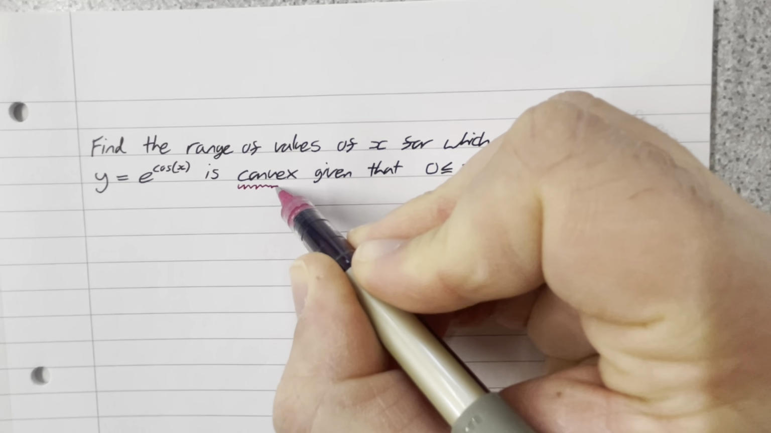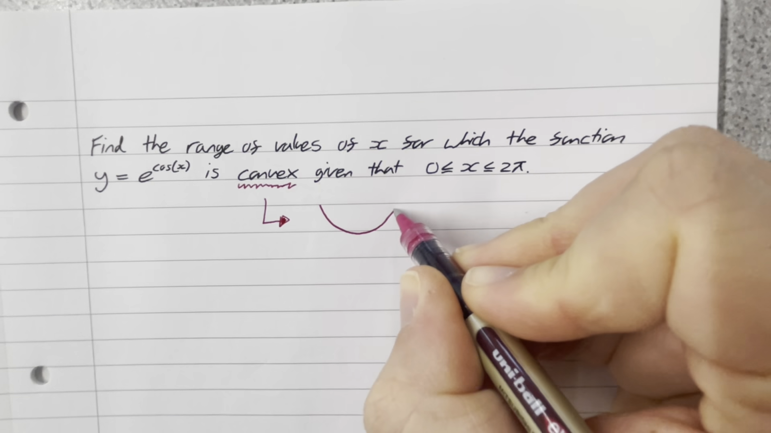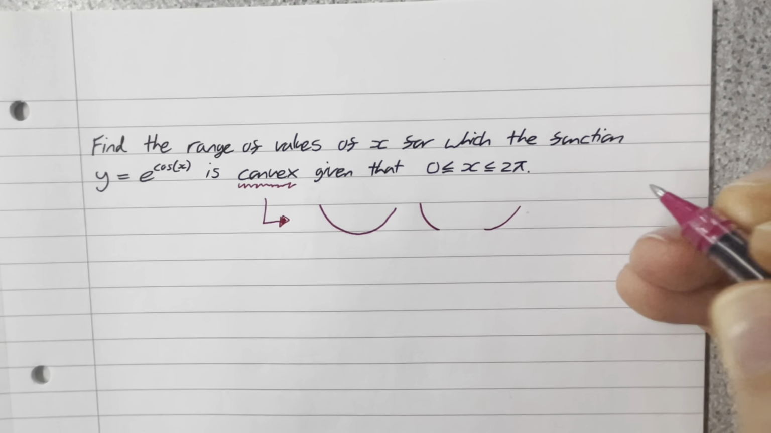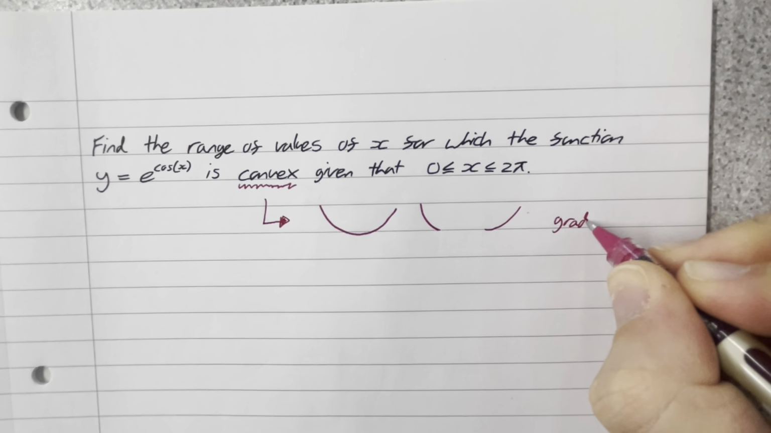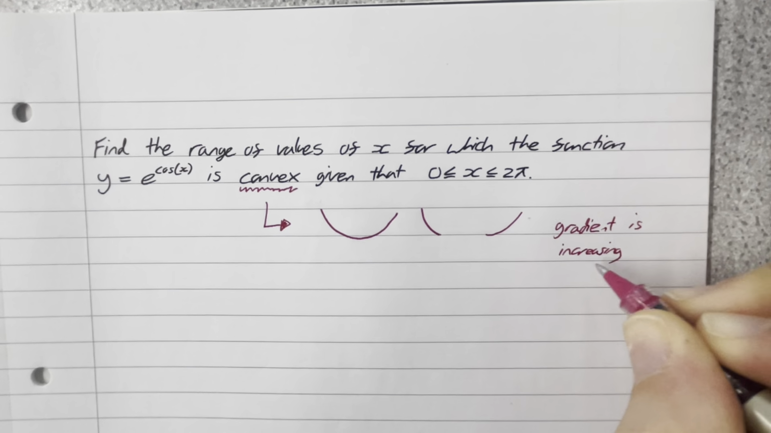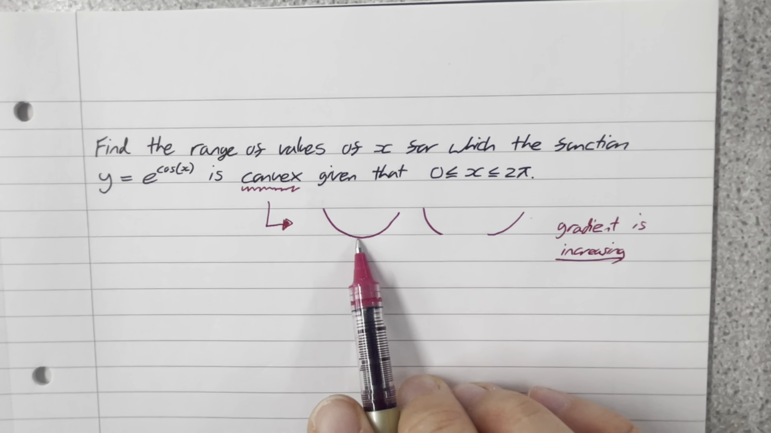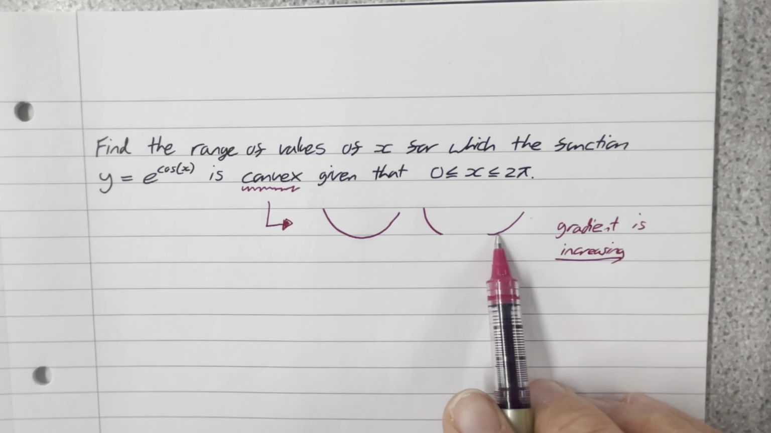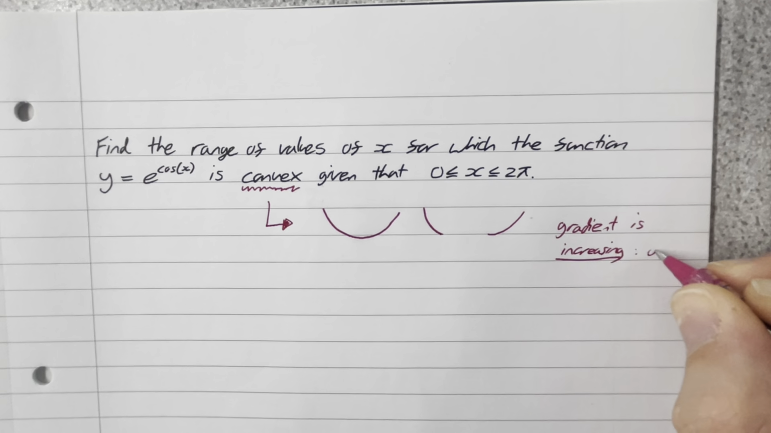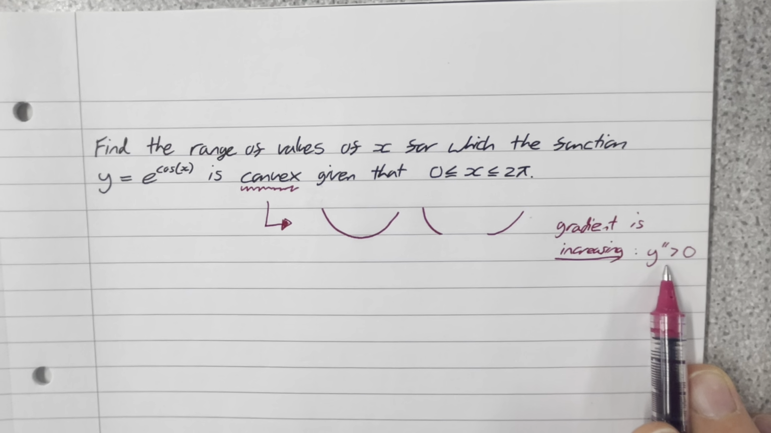The first thing you need to decide is what convex means. And a convex curve is one that looks like this, or like that maybe. The point is the gradient is increasing. Okay, so the function is increasing, the gradient is increasing. It's gone from quite a negative to 0 to positive, so it's increasing, it's increasing, it's increasing. So that tells us that y double primed must be positive. Okay, the rate of change of the gradient is positive because the gradient is getting bigger. So that's what it means to be convex. Y double primed is positive.